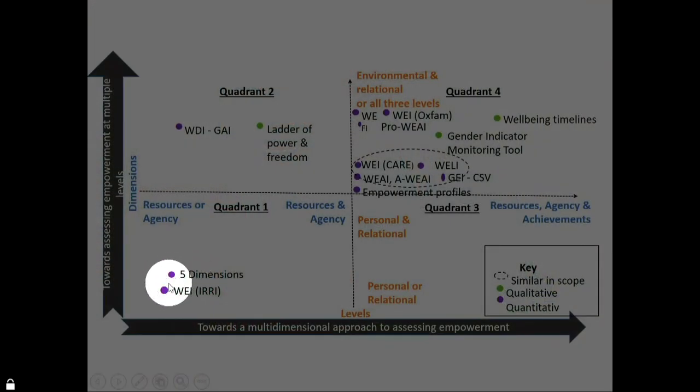And we see that there are some measures that really just look at relational aspects about decision making, so the agency issue here, and they're looking at how decisions are made within the household. If we move up to quadrant two, then we get some tools that are getting more at the environmental or societal level, especially looking at gender attitudes in the community. And then we see quite a bit of the tools falling in quadrant four, and a lot of these are around the WEAI or variations of the WEAI and some qualitative measures here as well. They're looking at both personal and relational aspects and starting to get towards more of the environmental or societal level. They're also primarily around resources and agency, and some of them are moving towards also getting at achievements.